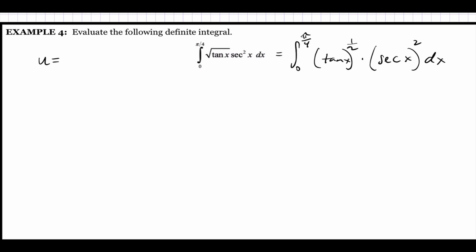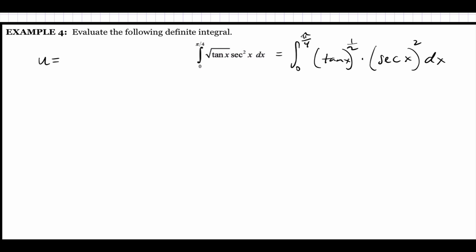Which one do you think will be u? Tangent. Why tangent? The derivative is secant squared. There you go, the derivative's in there. If I pick tangent, first thing I'm going to have to do is find the derivative of tangent. It's secant squared. Well, lo and behold, it's right there. So it's going to cancel out nice and neat, right?